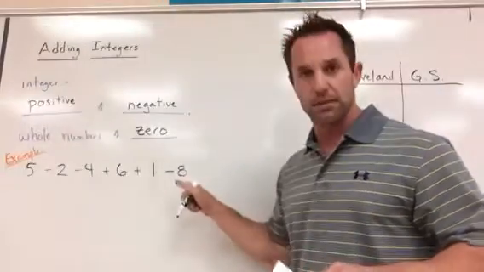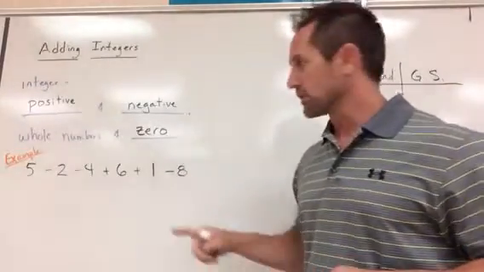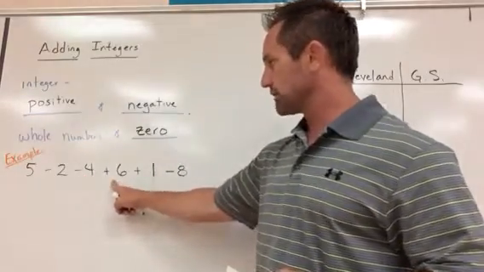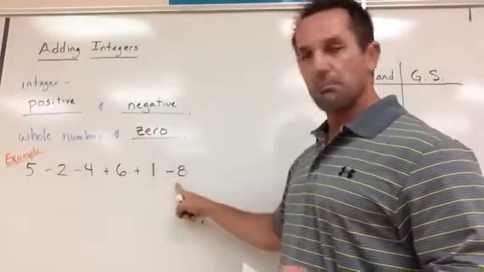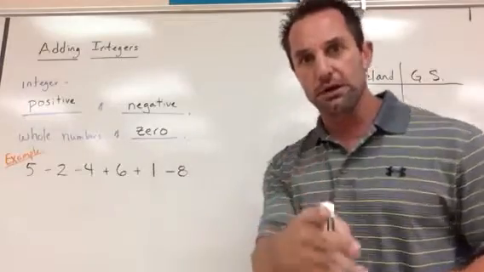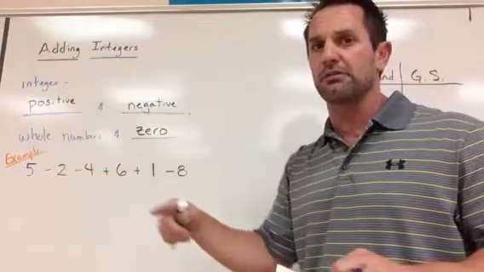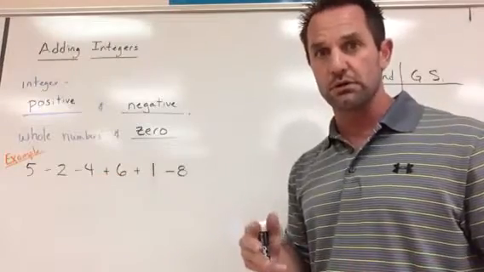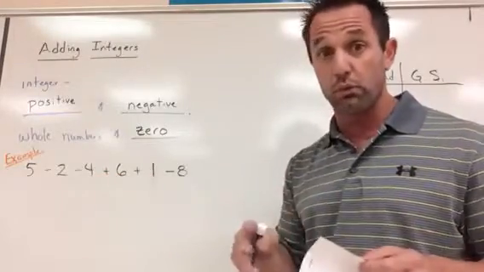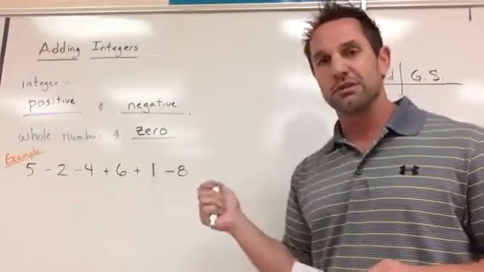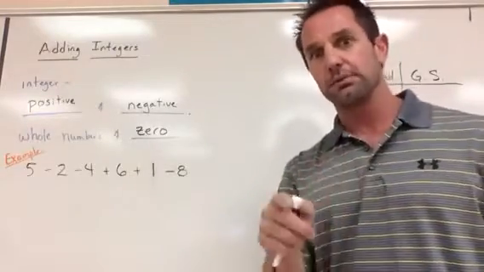So let's look at an example of adding integers together. Our example says 5 minus 2 minus 4 plus 6 plus 1 minus 8. Now I don't know about you, but when I was in school, when I first started learning this stuff, maybe even a little bit after that, I used to get confused. And I wasn't real sure what went with what and how do we combine them. So I learned something from a friend of mine and I hope it helps you.